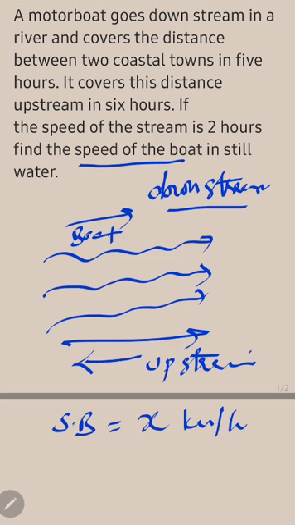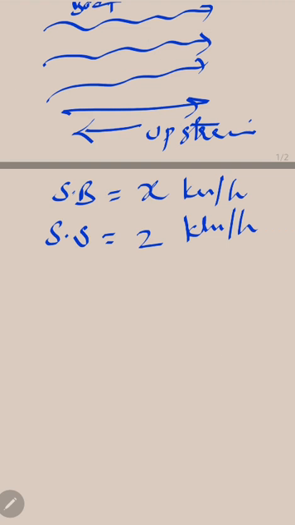And the second thing is, what is the speed of the stream? The speed of the stream is given already: 2 kilometers per hour. That is the speed of the stream. Now look here. There are two cities: here one city and here another city. So from here onwards we are starting. That means this is downstream, this is upstream.